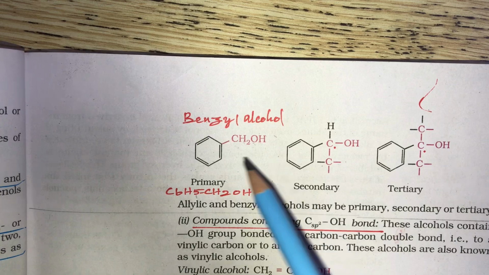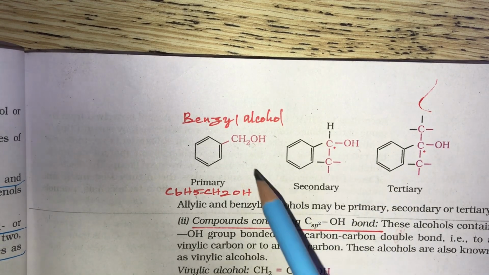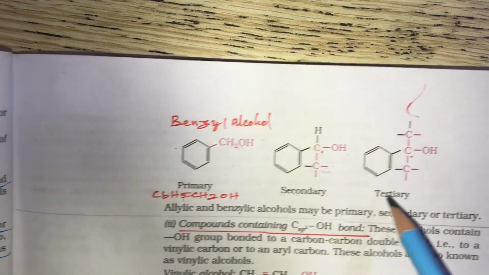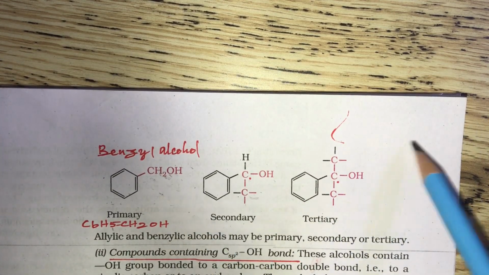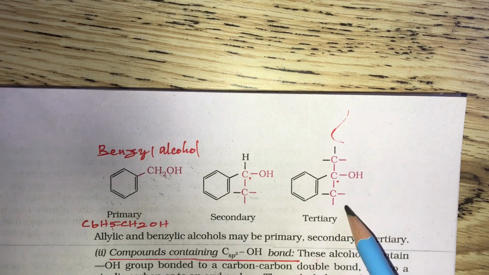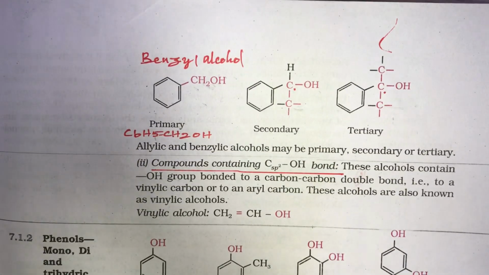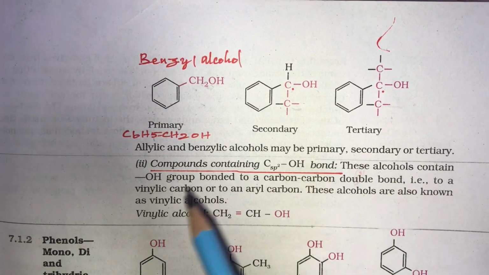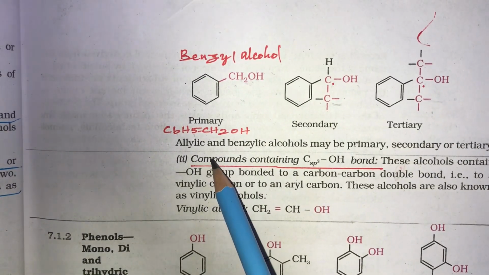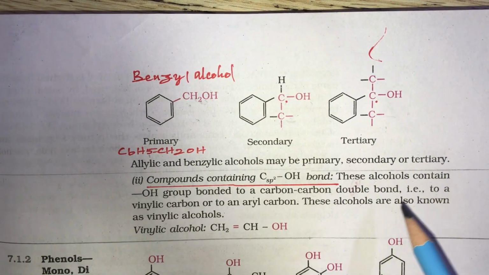In that benzyl alcohol, if one of the hydrogens is replaced by a methyl group on the benzyl carbon, a secondary alcohol is present. If two hydrogens are replaced by methyl groups, that is called a tertiary alcohol. So in the benzyl group, primary, secondary and tertiary alcohols are present. So allyl and benzyl alcohols, depending upon the side chain substituted, may be primary, secondary and tertiary in nature.